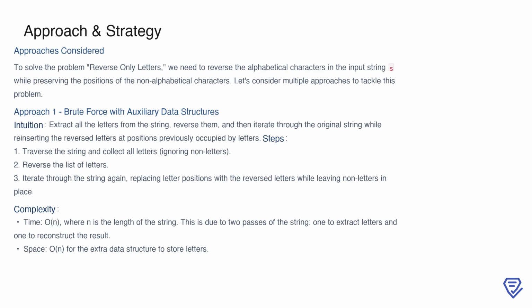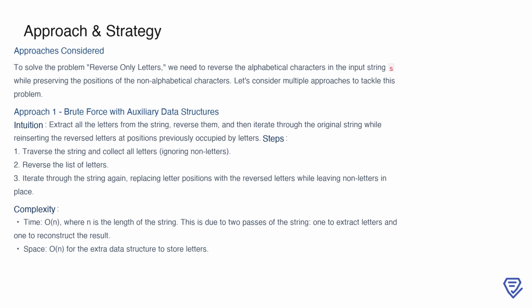To solve the reverse-only-letters problem, the goal is to reverse only the alphabetical characters in the string while ensuring that non-alphabetical characters remain in their original positions. One simple approach we can consider is the brute force method, which relies on auxiliary data structures. The idea is to extract all the letters from the string and reverse them. Then, during a second pass through the string, we insert these reversed letters back into their original letter positions while leaving non-letters unchanged. This approach is straightforward and easy to implement.